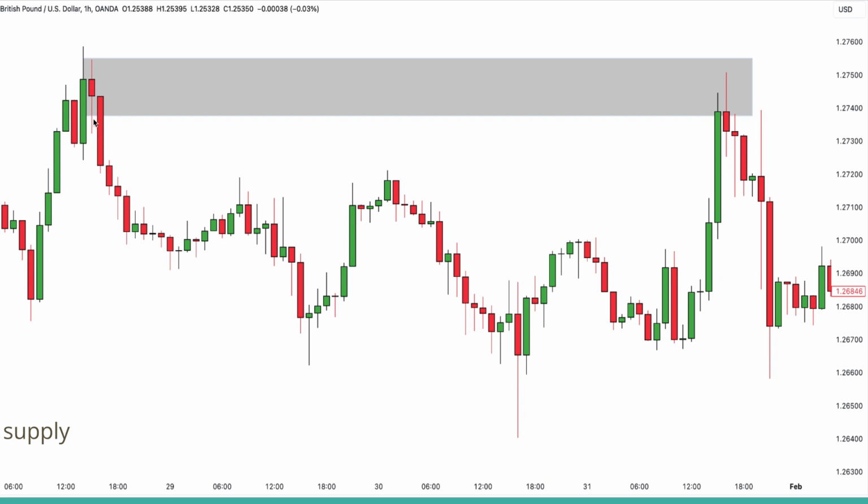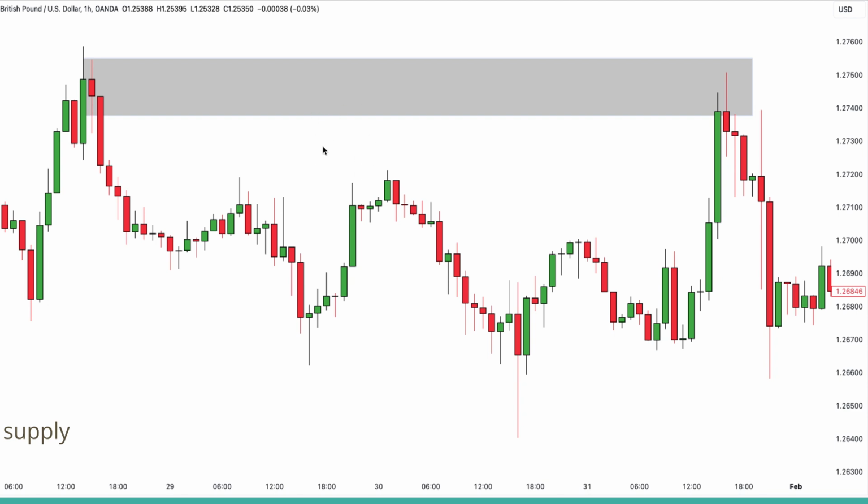Like here, we have candlestick 1, candlestick 2, candlestick 3. This gap here is what we know as fair value gap or imbalance. And normally price will always come back to fill it. As we can see here, price came back, tapped in, filling this fair value gap and dropped. That's what added more confluence to this supply zone.